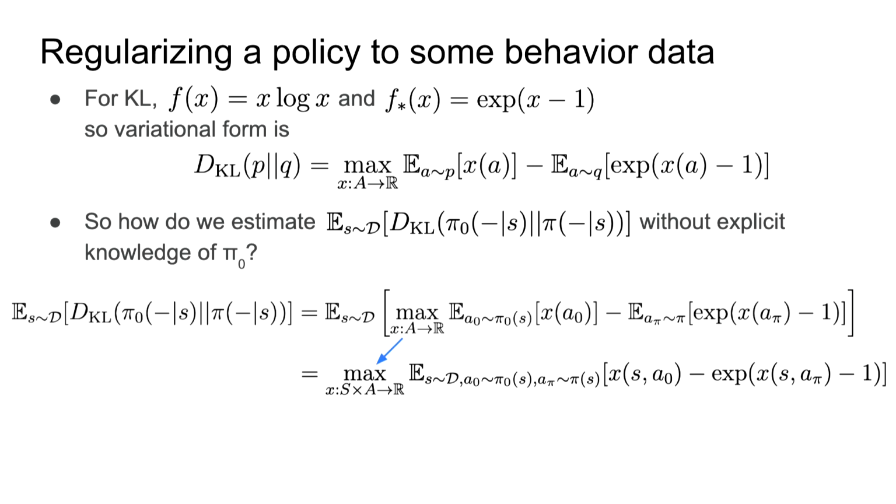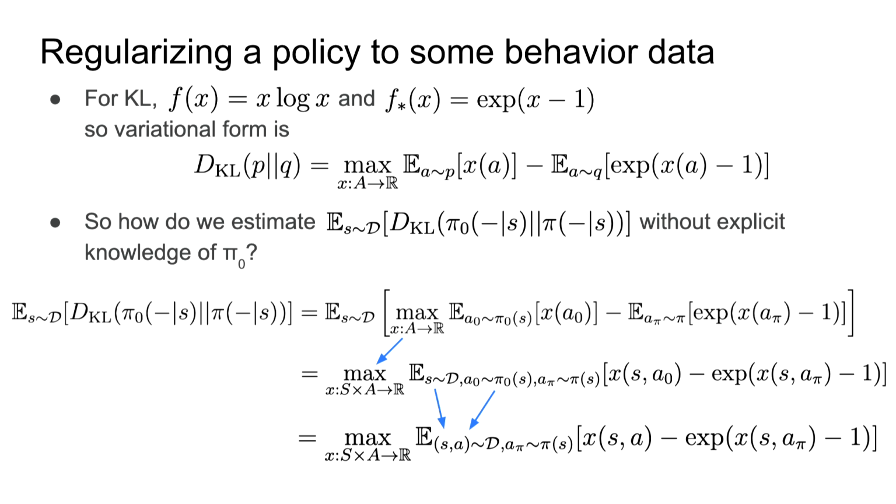And then like we've done a lot of times before, we can take the max inside, which is over functions A to scalars, and just take it outside. So now the function is over states and actions mapped to scalars. And the expectations become, all we need is sample states from our distribution D, sample actions from our pi 0, sample other actions from our pi, and then inside the expectation is that difference. And then we're almost done. The last thing we need to notice is just that, well, when we sample states from D and actions from our behavioral policy pi 0, that's just sampling state action pairs from D. And so now we have this nice way to estimate the KL divergence. All we need to do is perform this optimization over X, which involves only having access to samples of state action pairs from our data distribution and actions from our new policy.